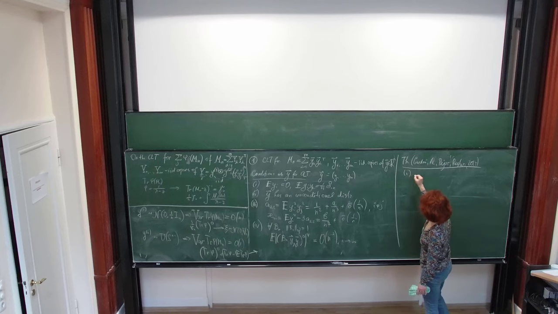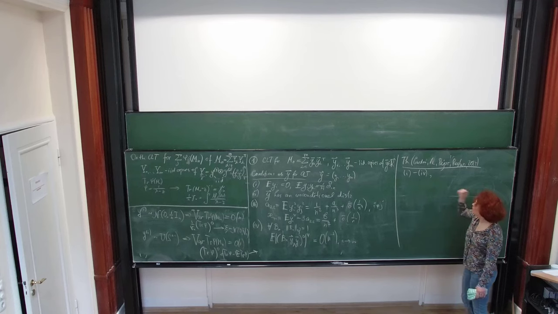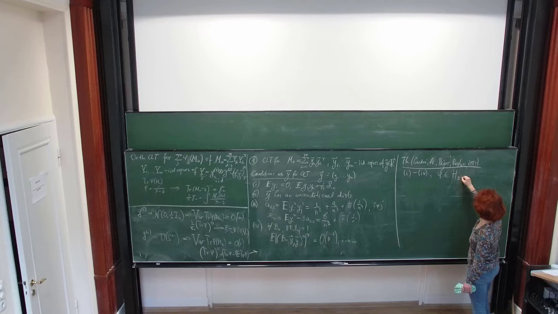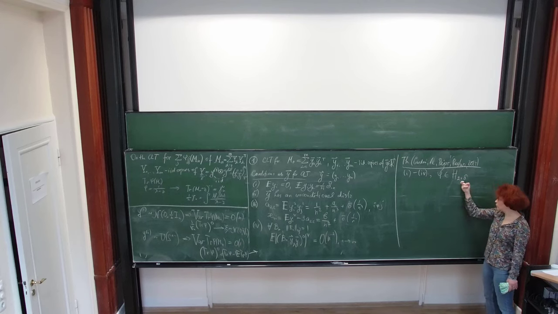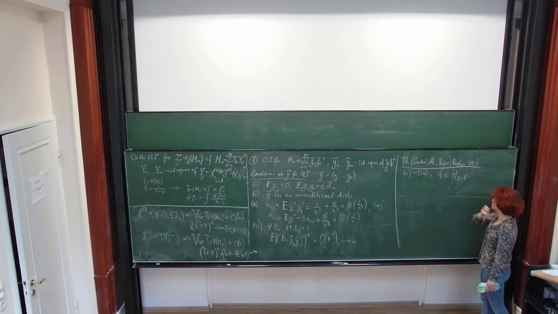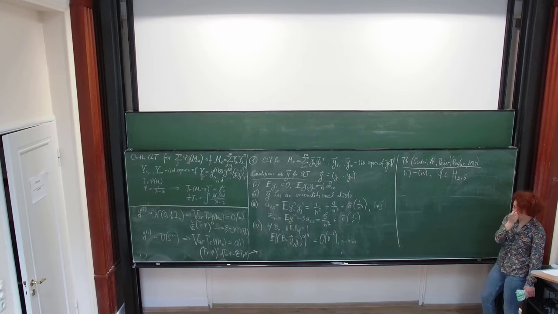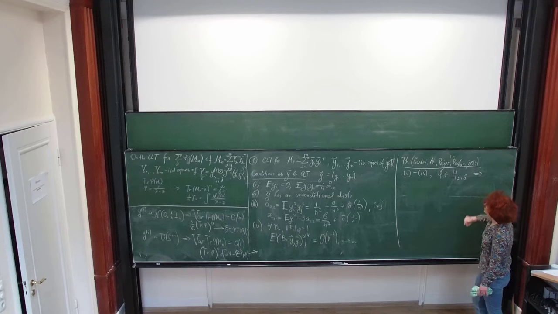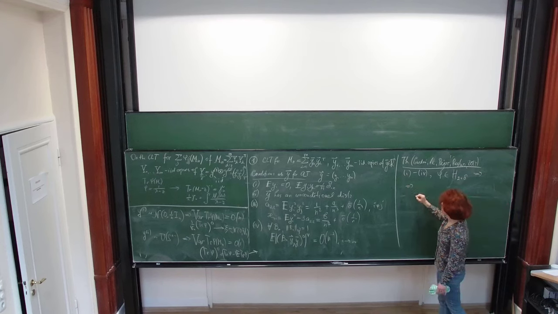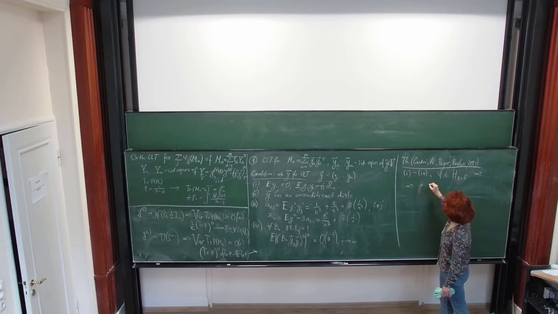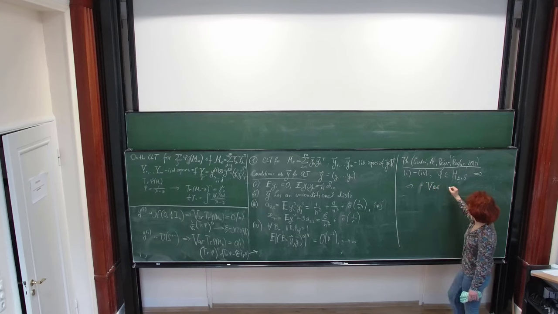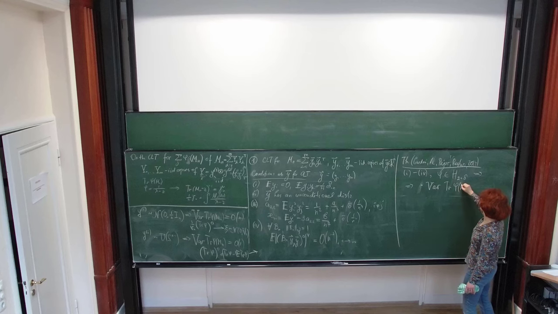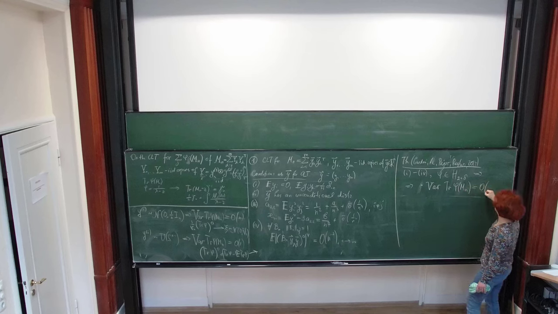We have the conditions 1 to 4, and a test function phi over the subspace 2 plus delta. So its Fourier transform has 2 plus delta moments. Then the variance is of order 1.